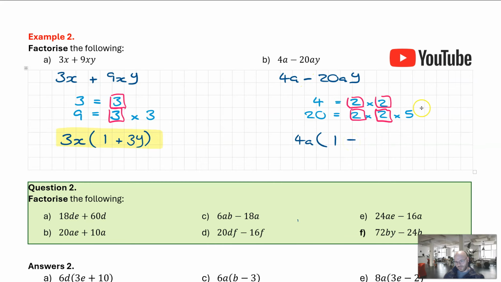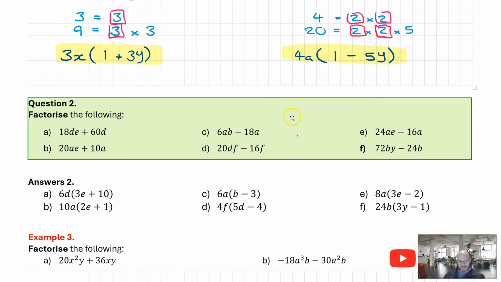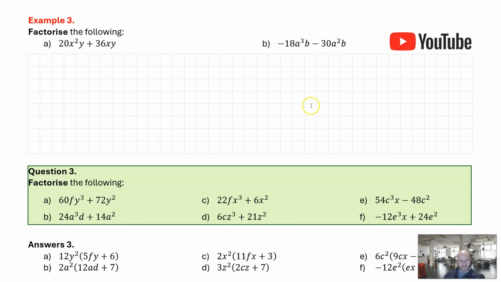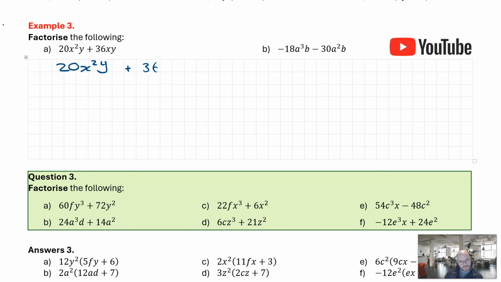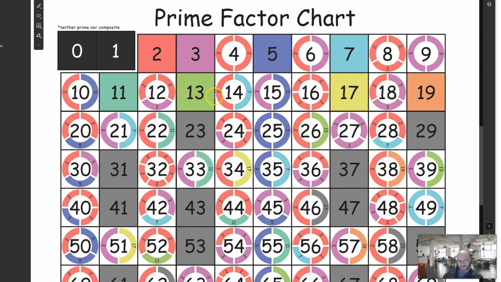Therefore, the factorization of 4a minus 20ay is 4a in brackets 1 minus 5y. Okay, next degree of complexity, it ramps up a little. And we ask ourselves the question, gathering the coefficients, what is common across both of them? For 20 and 36, we look up their prime factors. For 20, it's 2, 2 and 5. And for 36, it's 2, 2, 3 and 3.